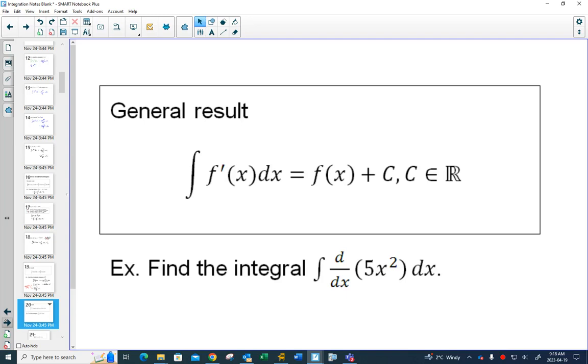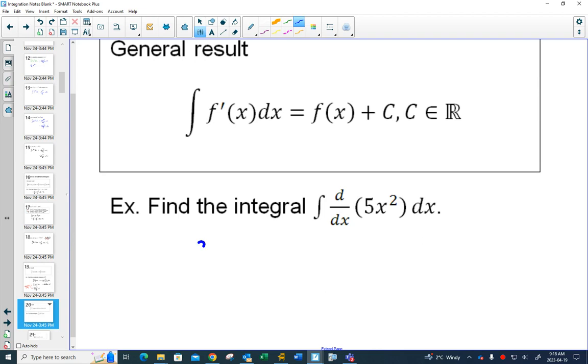We want to find the integral of the derivative of 5x squared. So this d dx says take the derivative of something, and this integral says work backwards. So if we did this step by step, first of all it says take the derivative of 5x squared, which as a derivative, the 2 would come out in front, subtract 1 from the exponent, you would get 10x.